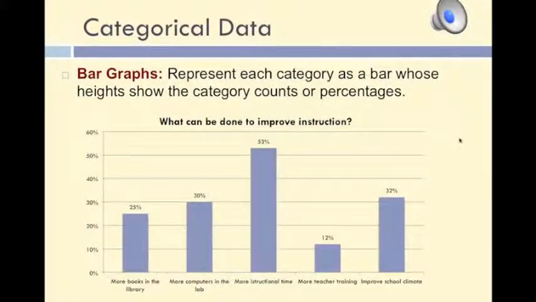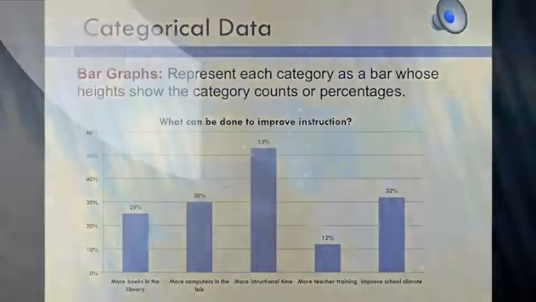Bar graphs are also used with categorical data, but the different categories do not necessarily form a whole, and individuals may be included in more than one category. For instance, this bar chart shows how teachers responded to the question, "What can be done to improve instruction in our school?" This is a type of question where respondents can check all the responses that apply. So some teachers may have checked more than one box. Therefore, the percentages represented by each column do not add up to 100%. Actually, in this case, I think they add up to 152%, but adding them doesn't really make any sense.